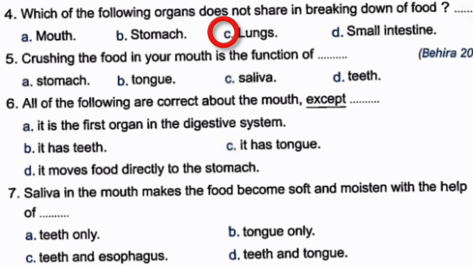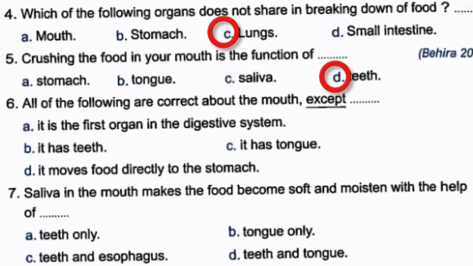Number 4. Which of the following organs does not share in breaking down of food? Mouth, stomach, lungs, small intestine. The right answer is lungs, so we will choose letter C. Number 5. Crushing the food in your mouth is the function of crushing the food or grind the food. Stomach, tongue, saliva, teeth. The right answer is teeth, so we will choose letter D.